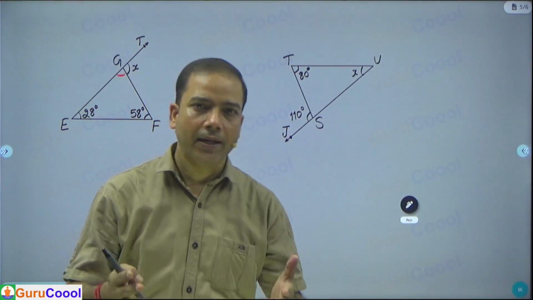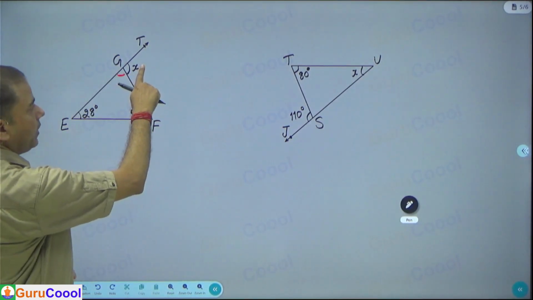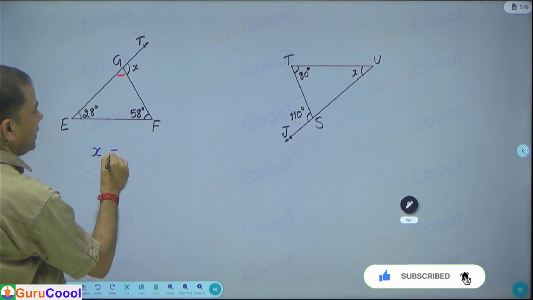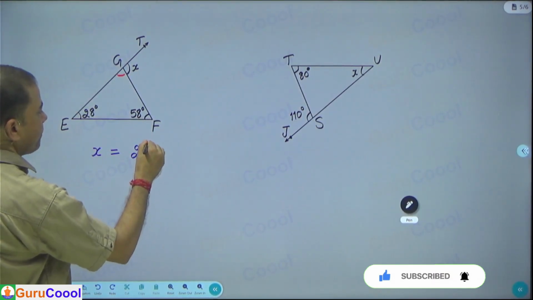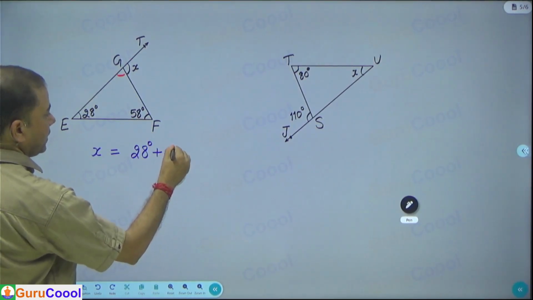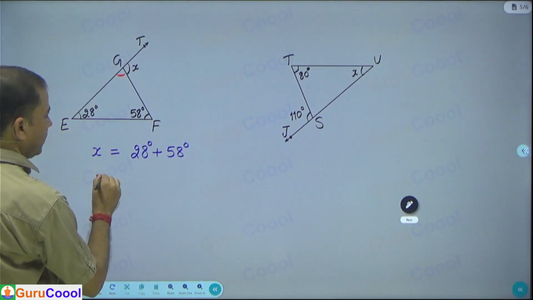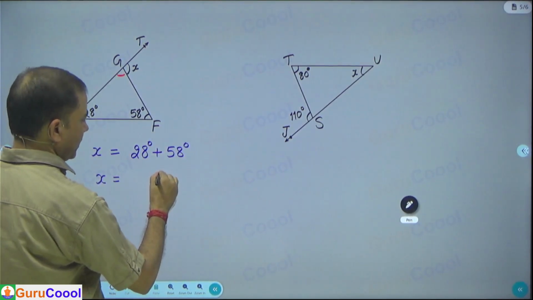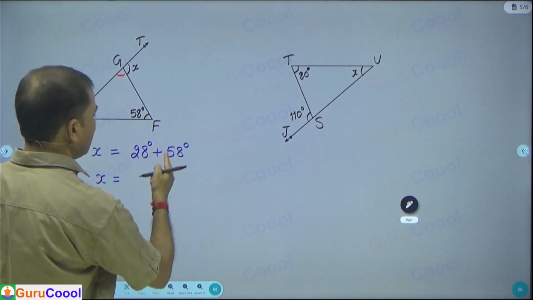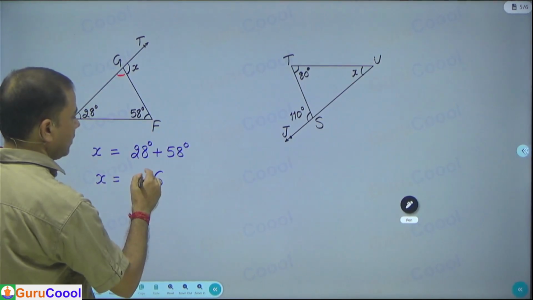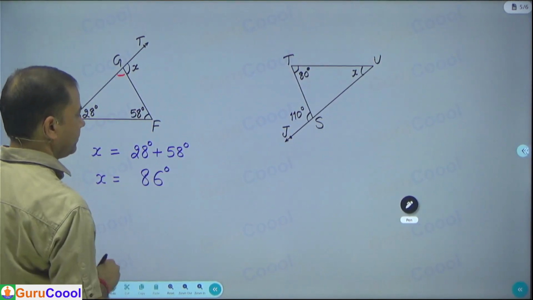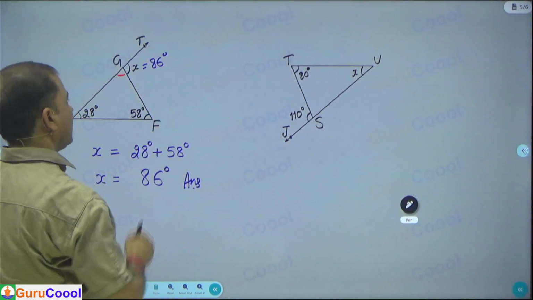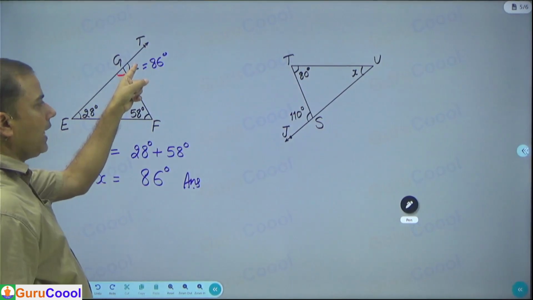According to the exterior angle property, this angle should be equal to what? The sum of this and this, right? So x must be equal to 28 degrees plus 58 degrees. So what is x equal to? Just add and get the answer. 8 plus 8, 16. We write 6 here, 1 carried. 5 plus 2, 7 and 1 that was carried, 8. 86 degrees. And that's the answer. So this angle is 86 degrees. Just add these two and whatever is the sum is the value of that angle.